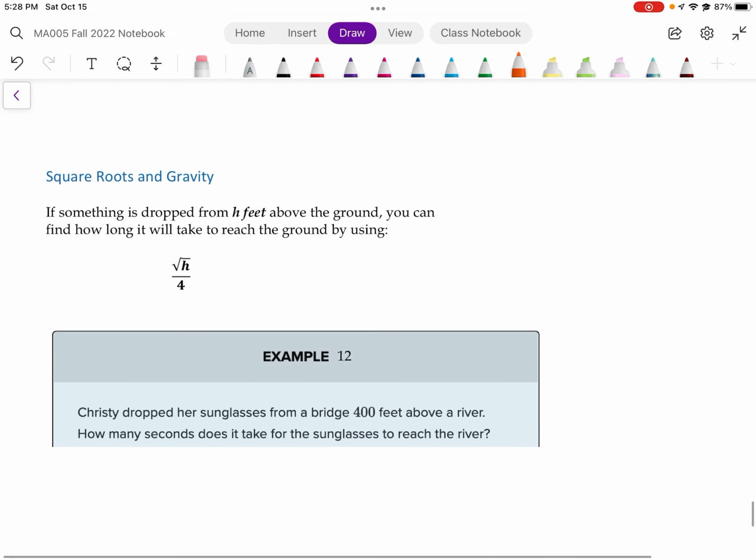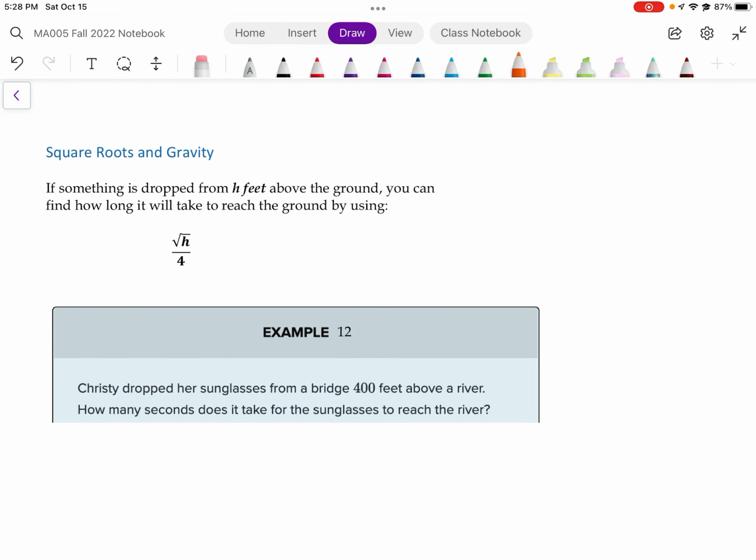All right, so square roots in gravity. If something is dropped from h feet above the ground, you can find out how long it's going to take to reach the ground by using this formula right here, square root of h over 4. That's kind of cool. So Christy dropped her sunglasses from a bridge 400 feet above a river. How many seconds does it take for the sunglasses to reach the river?